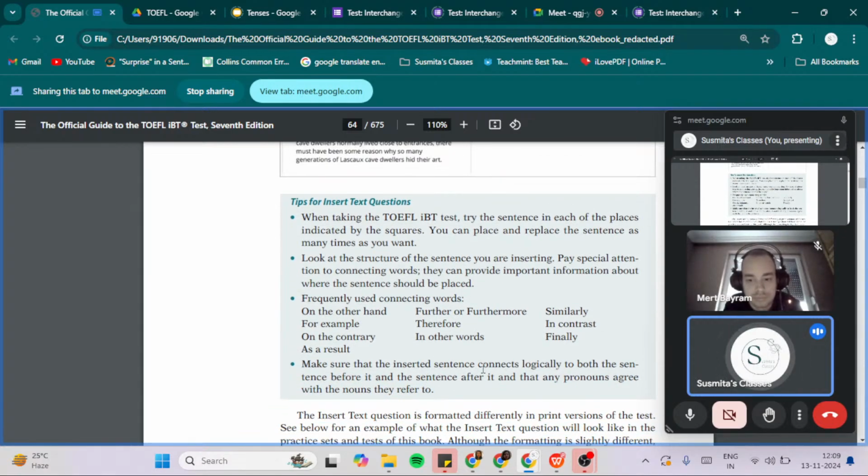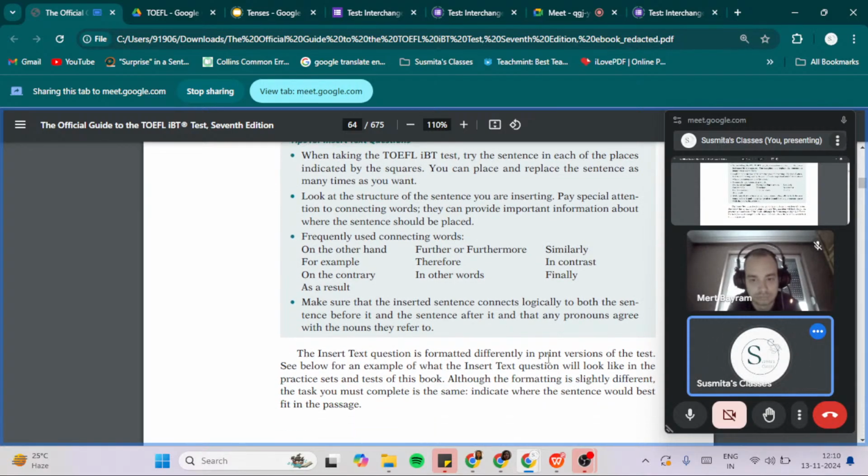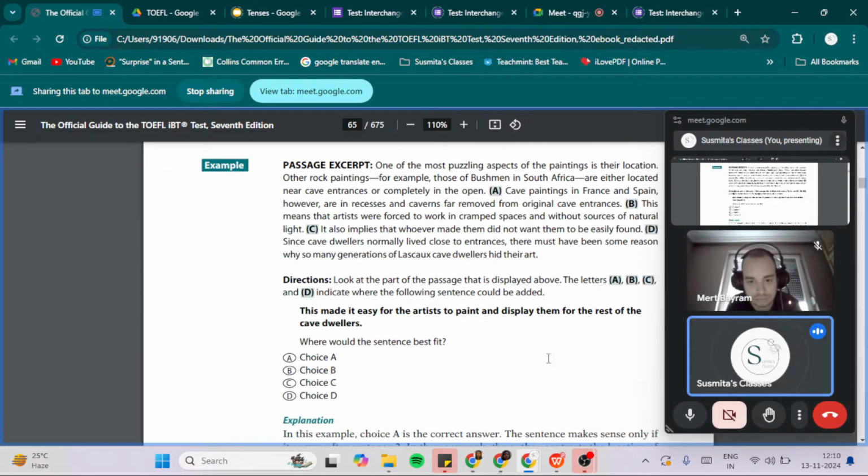Make sure that the inserted sentence connects logically to both the sentence before it and the sentence after it, and any pronouns agree with the nouns that they refer to. Again, that is also something you should make sure of. We have already discussed what nouns and pronouns are. Correct?